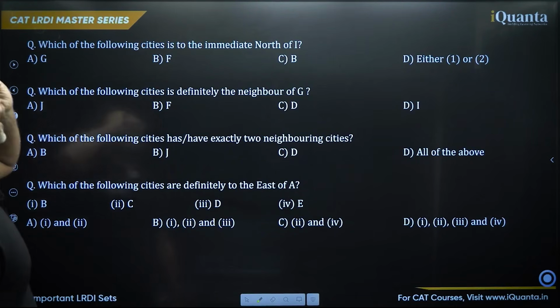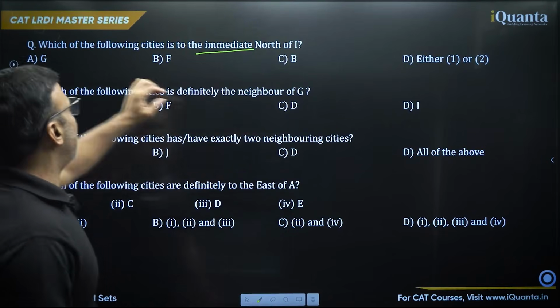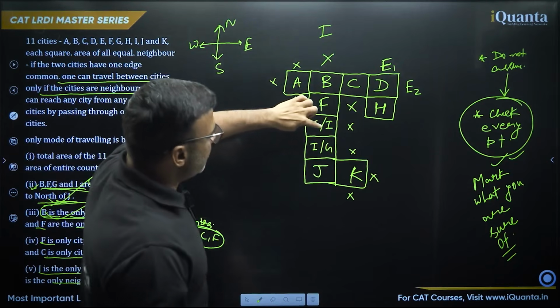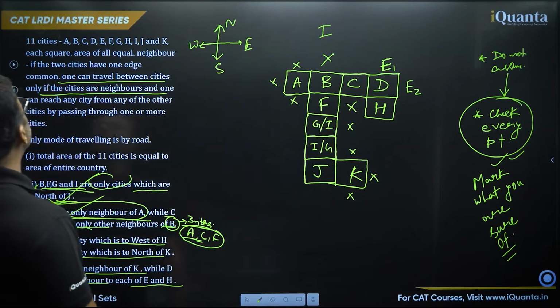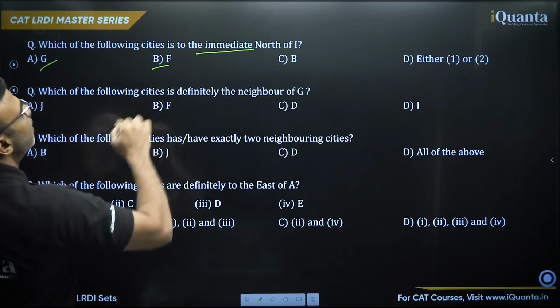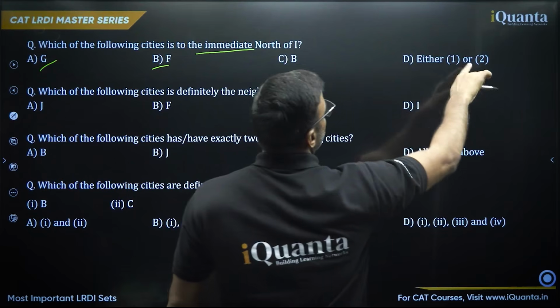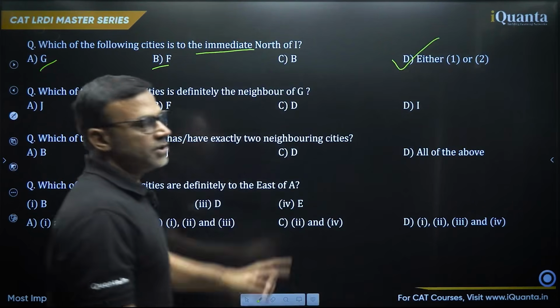Which of the following cities is to the immediate north of I? Now I can be here, then north will be F. I can be here, north will be G. So either F or G. Either G, F. Oh, two options. But we have either one or two. So correct answer will be D. So you have to mark option D.